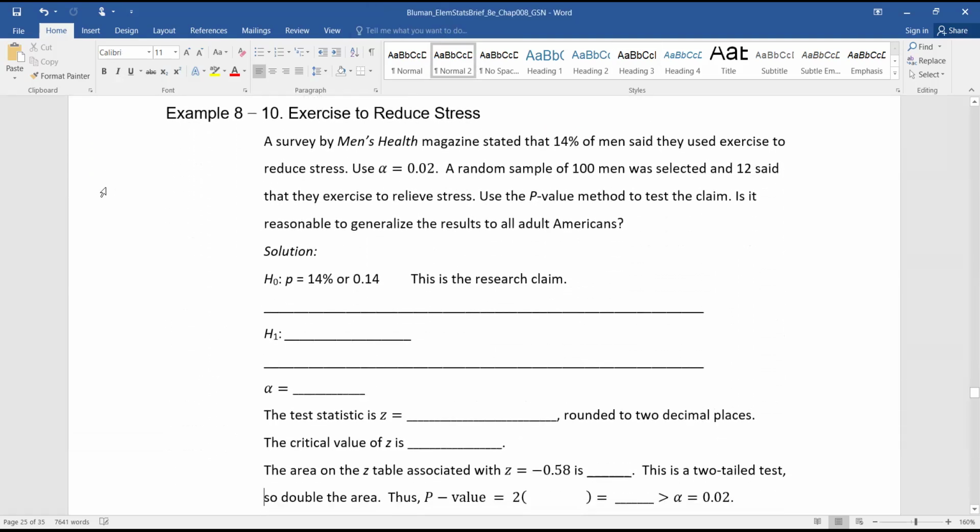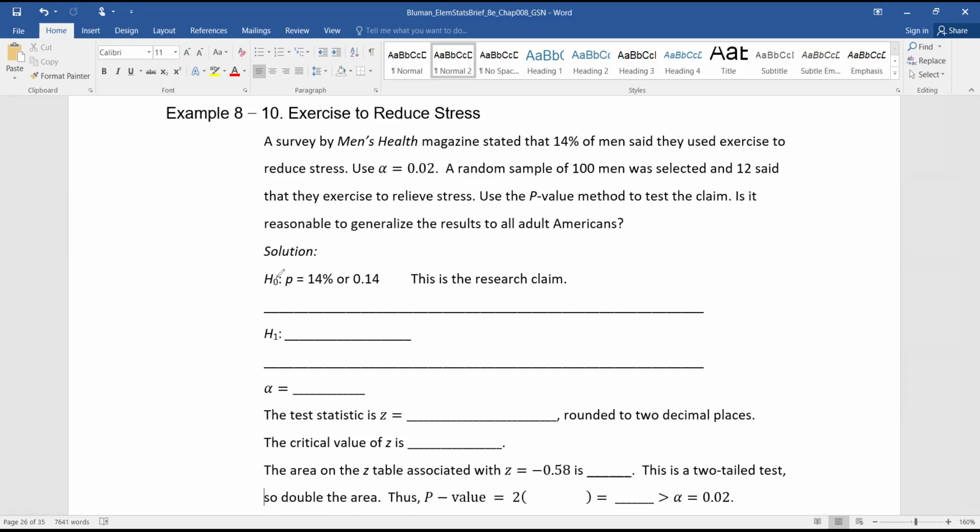All right, so in chapter 10, we're going to be looking at, does exercise reduce stress? A survey by Men's Health magazine stated that 14% of men said they used exercise to reduce stress. We're going to use alpha equal to 0.02. A random sample of 100 men was selected, and 12 said that they exercised to relieve stress. We want to use the p-value method to test the claim. Is it reasonable to generalize the results to all adult males or adult Americans?